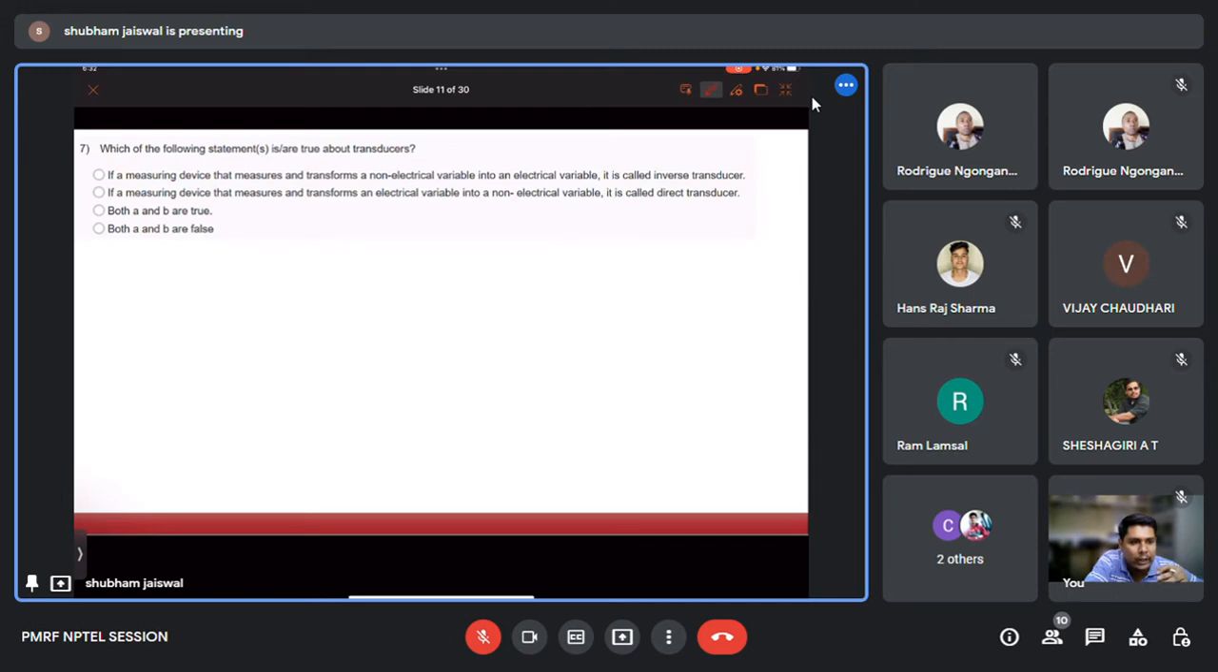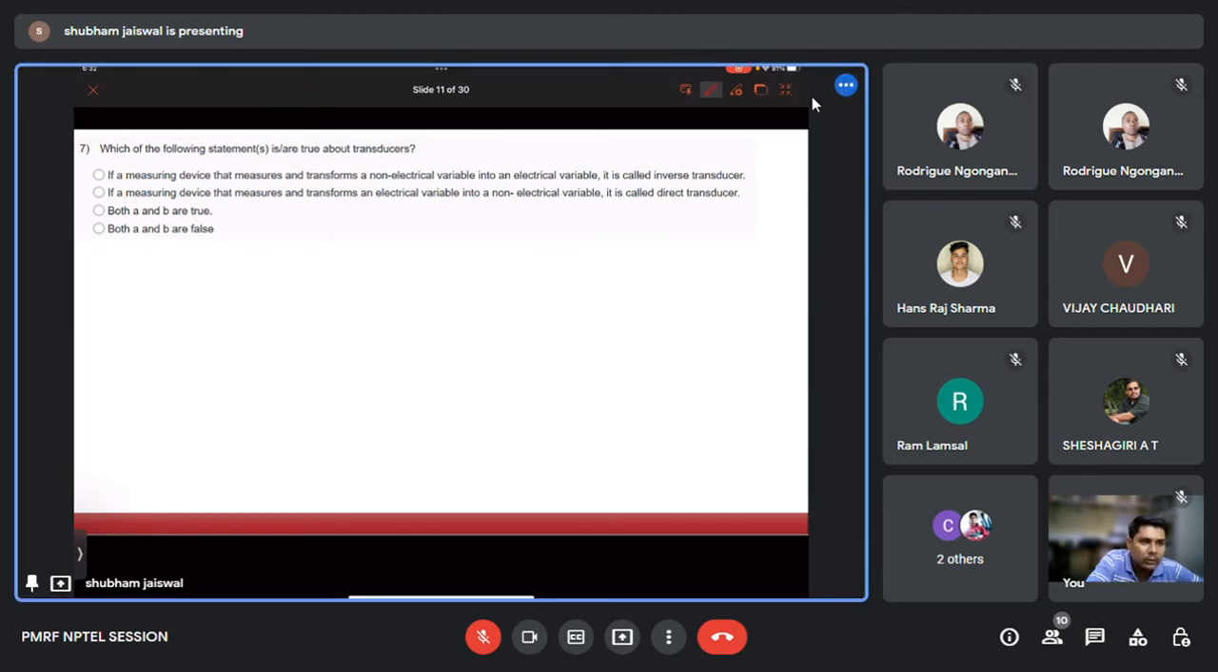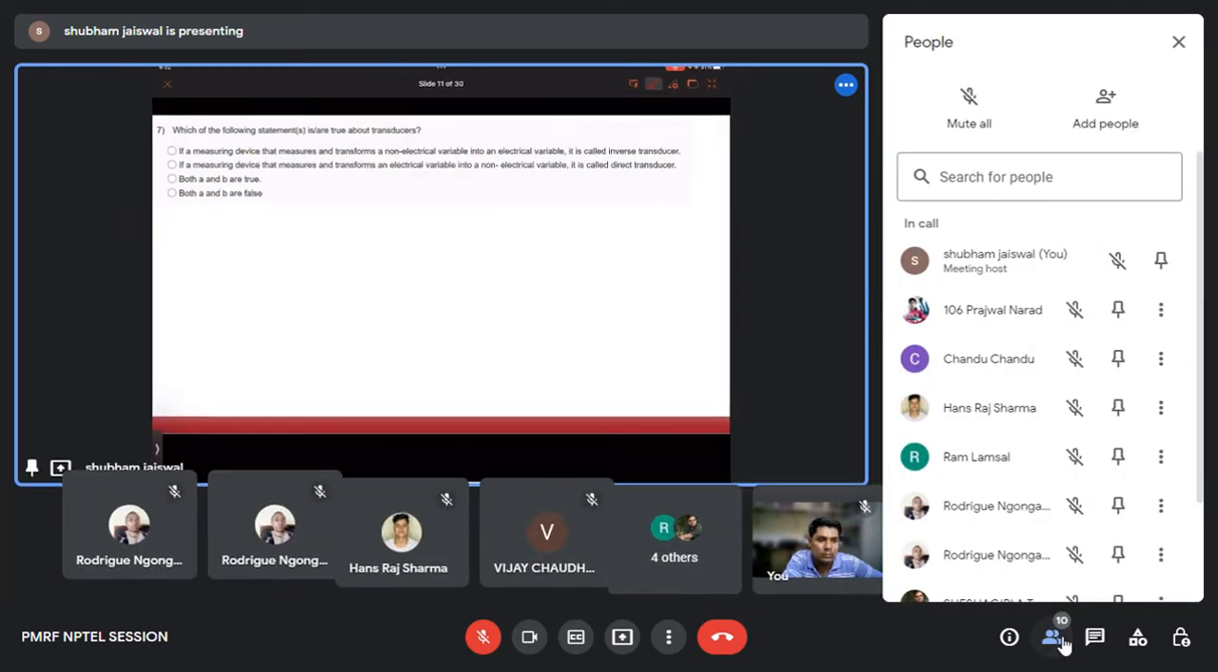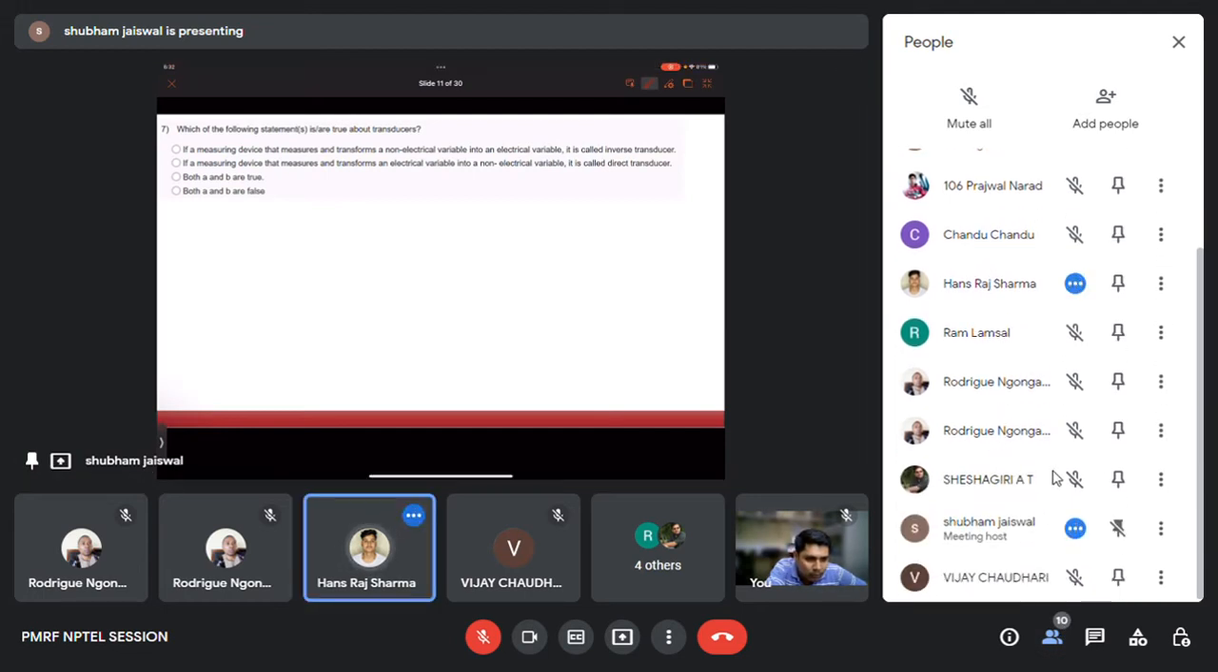Can anyone answer? Mr. Hansraj, Mr. Rodrigo, Mr. Vijay, Mr. Sheshgiri? What is false? Any other option? Any other answer? Mr. Ramlal? Sir, option D, both A and B are false.